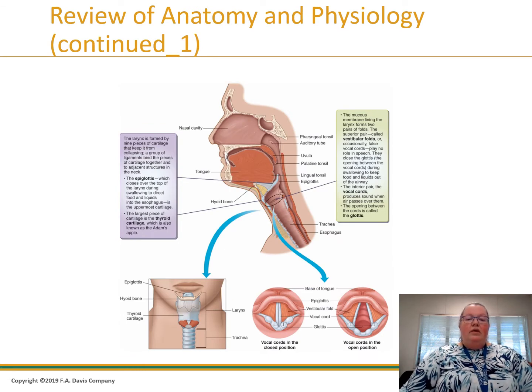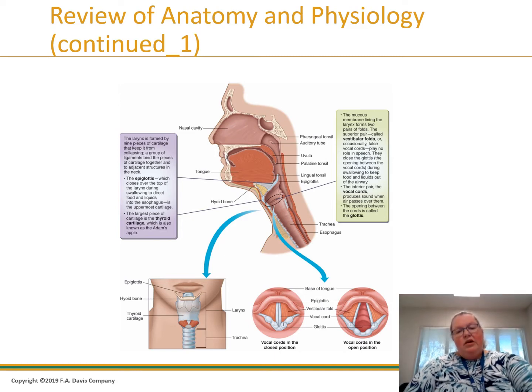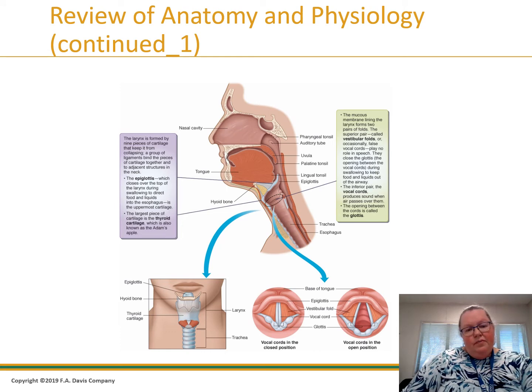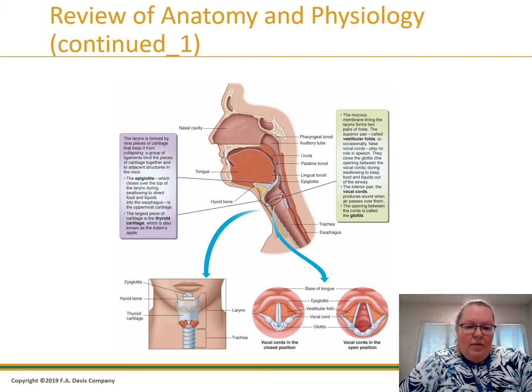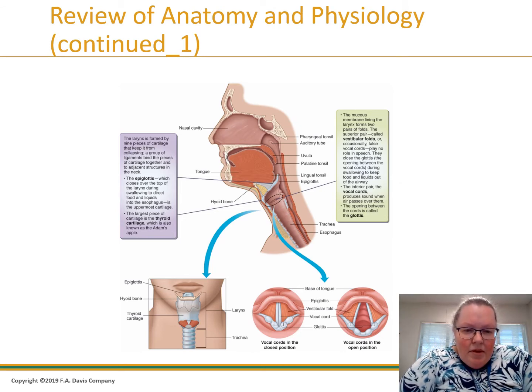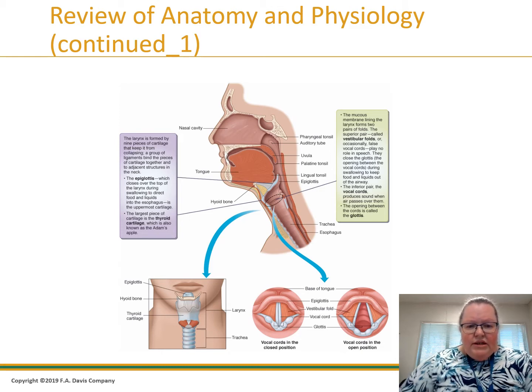so now that we reviewed the anatomy, just some more specific things you need to know: the sinuses are up in the upper airway right here. The larynx is formed by 9 pieces of cartilage that keep it from collapsing. A group of ligaments bond the pieces of cartilage together and to adjacent structures in the neck.